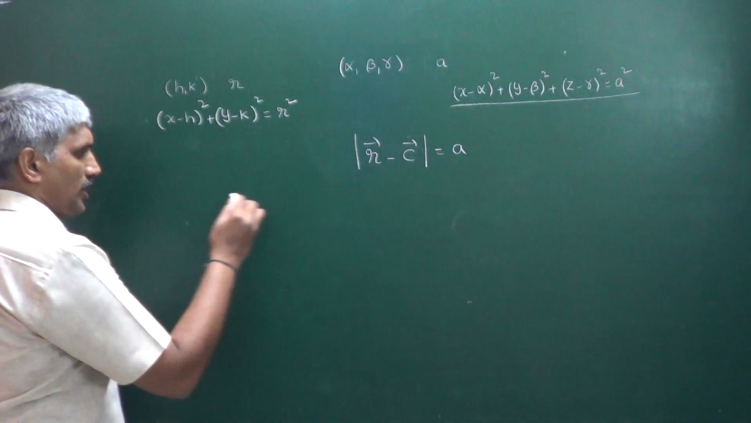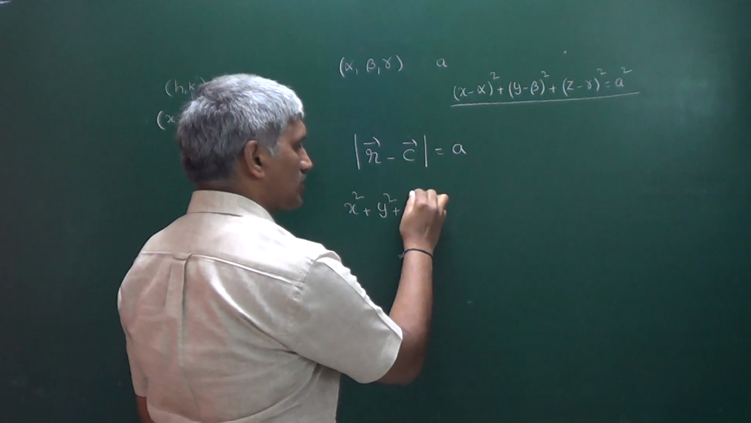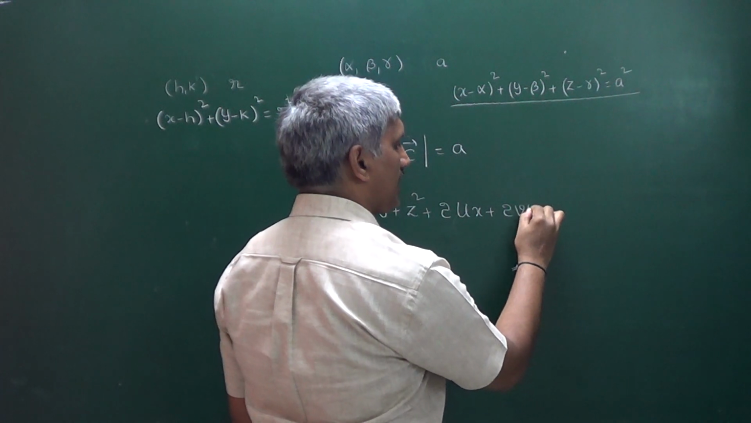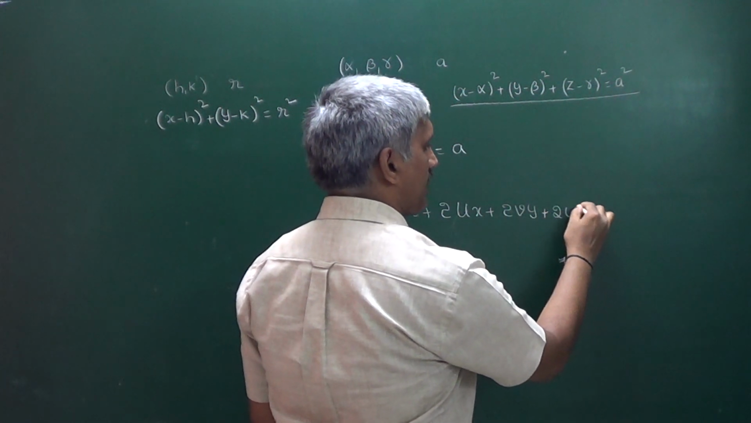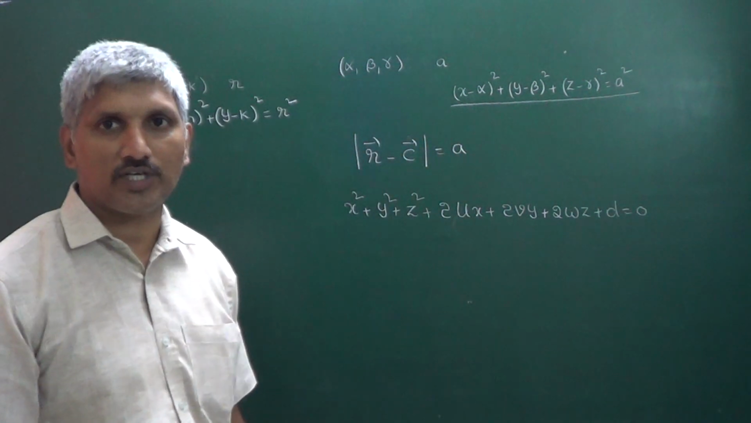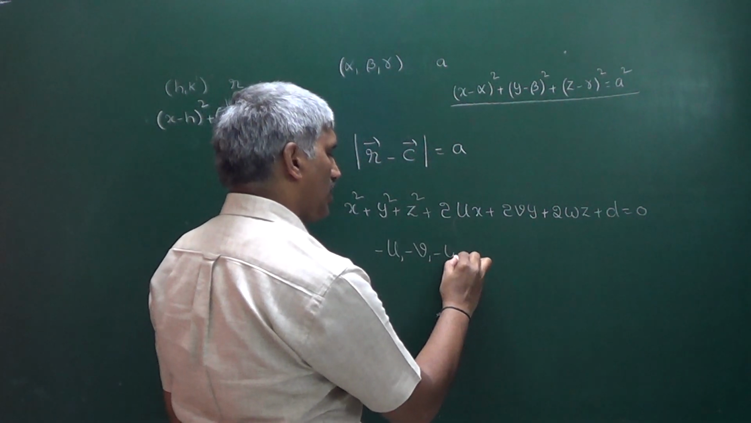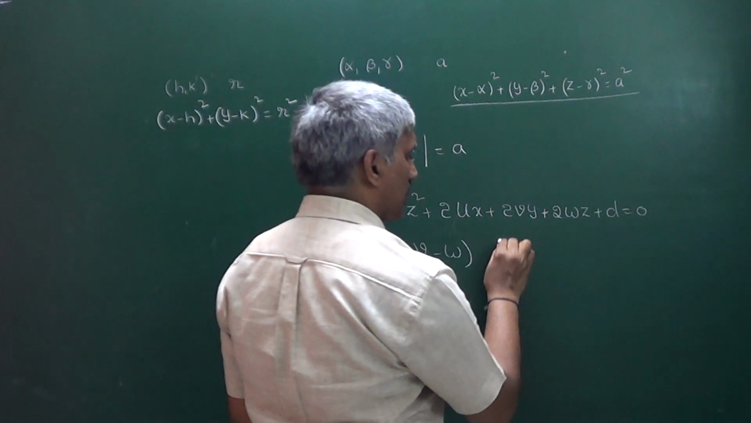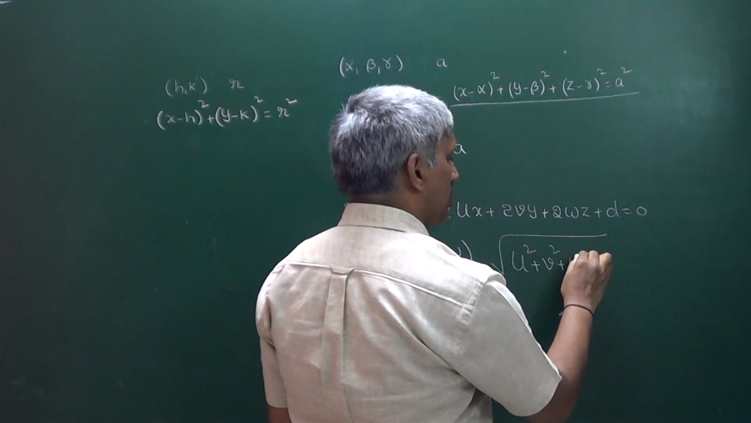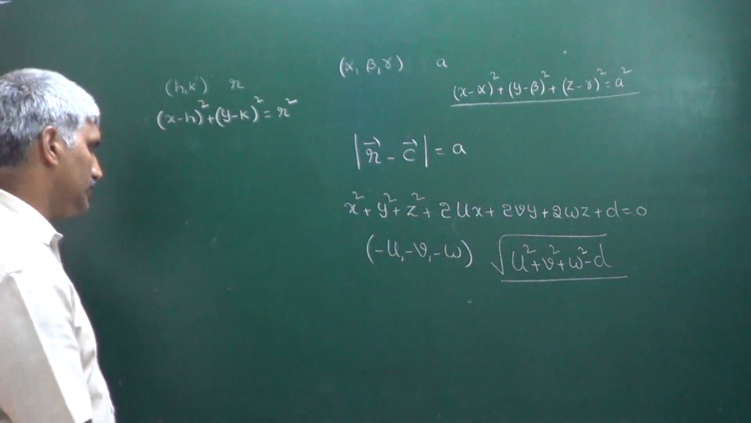At the same time, x square plus y square plus z square plus 2ux plus 2vy plus 2wz plus d is equal to 0 is the general form of the equation of a sphere, with the center (minus u, minus v, minus w) and radius equal to square root of u square plus v square plus w square minus d. That is the radius and center of the sphere.